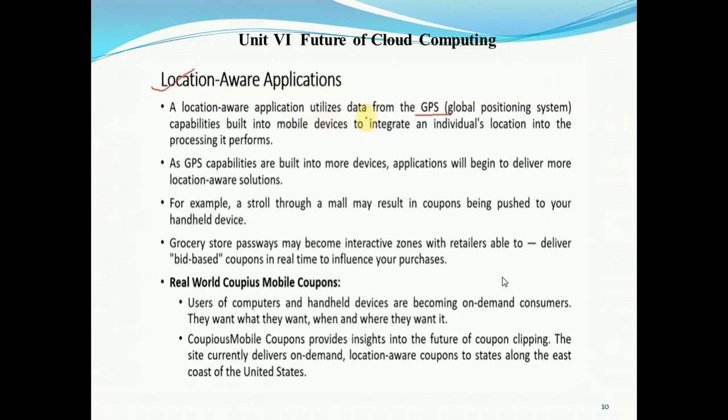Grocery store passageways may become interactive zones, with retailers able to deliver bid-based coupons in real time to influence your purchases. Take the example of QPS mobile coupons. Users of computers and handheld devices are becoming on-demand consumers. They want what they want, when and where they want it. QPS mobile coupons provides insights into the future of coupon clipping. The site currently delivers on-demand location-aware coupons to states along the east coast of the US.